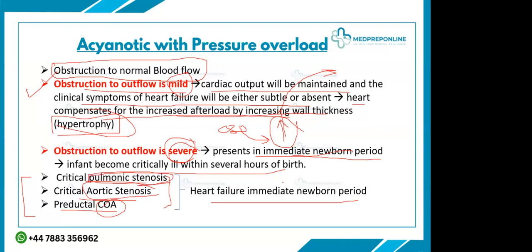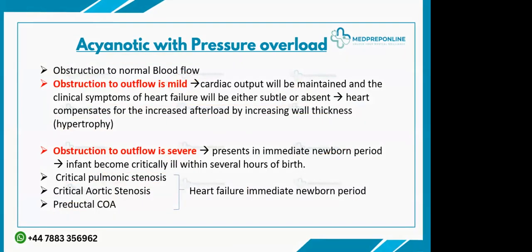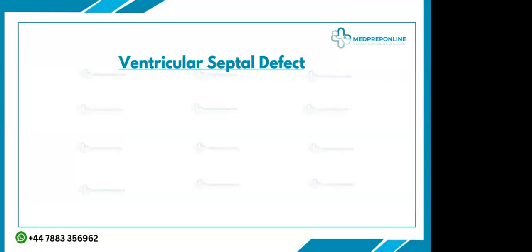It has various degrees, and the associated anomalies will determine how it is going to present in later life. But these are the three varieties. Among pulmonary stenosis, the severe degree is called critical pulmonary stenosis. Among the aortic, the critical form is called critical aortic stenosis, and for coarctation of aorta, its preductal variety is going to present in the neonatal period, and it will present as heart failure. So now we're going to start with the ventricular septal defect.